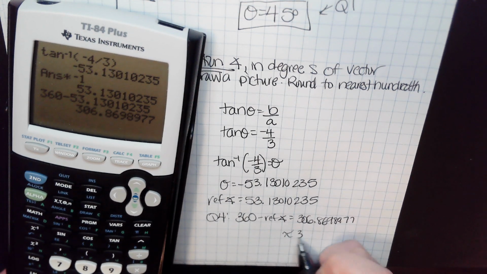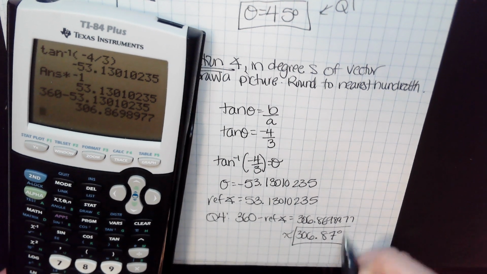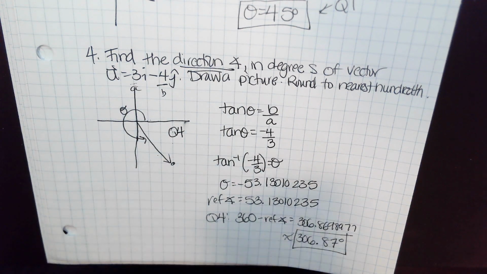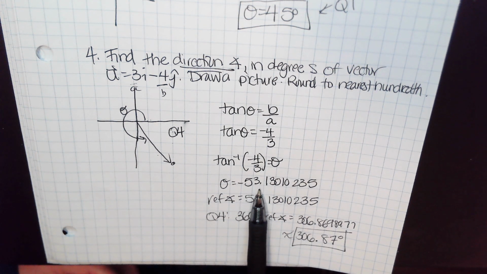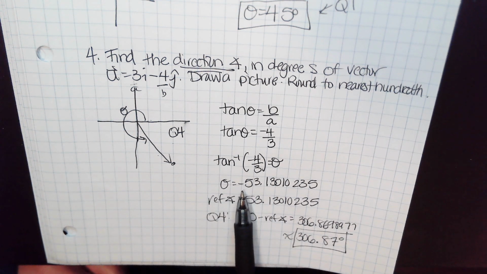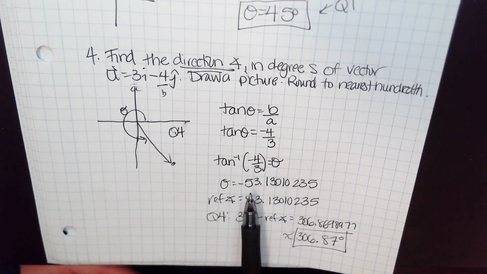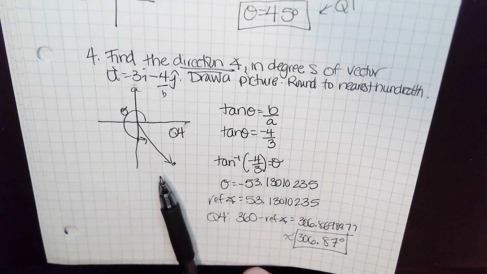And then round. It said to the nearest hundredth, so 2 decimal places. So 306.87 degrees would be your final answer. I can't tell you how many times students will give me the negative 53.13 answer and lose points here. We want this, if it's a direction angle, from 0 to 360. So you need to make sure you put it in the correct quadrant.